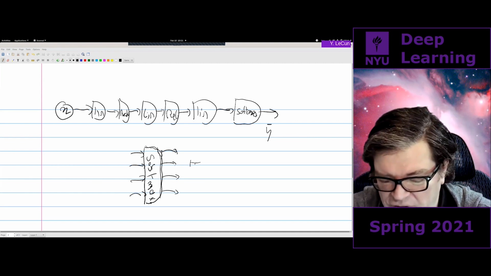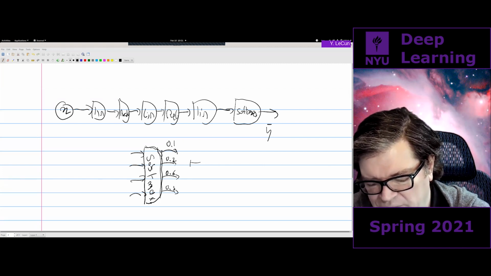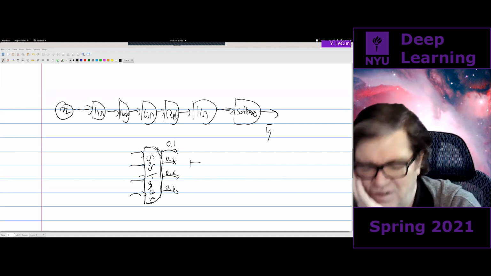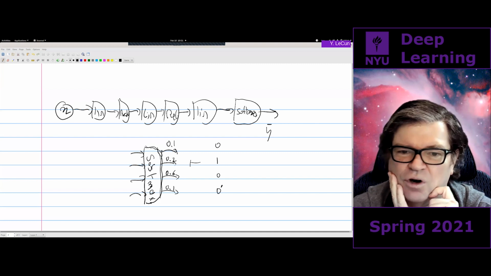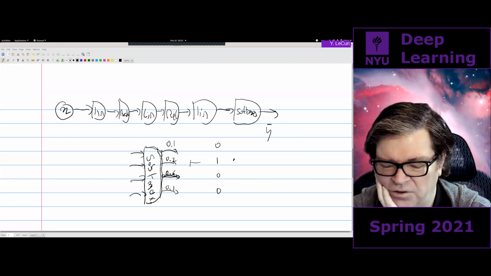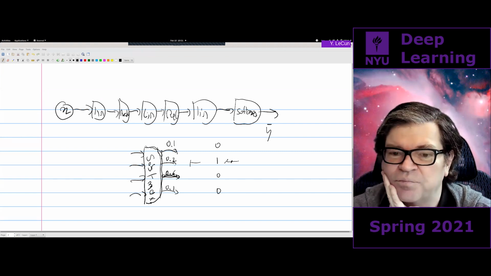So what you can use is a cost function. So basically, the output here is going to be 0.1, 0.2, 0.6, and 0.1, okay? And let's say the desired output is something like 0, 1, 0, 0. So first of all, your system got it wrong because it gave the highest score to the third category, and the correct category is actually the second one, not the third one.